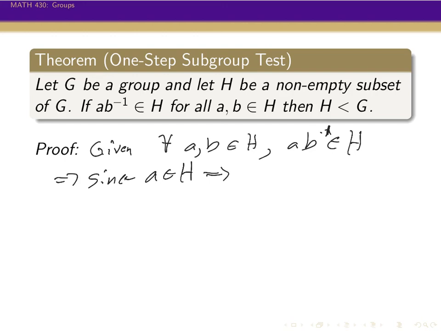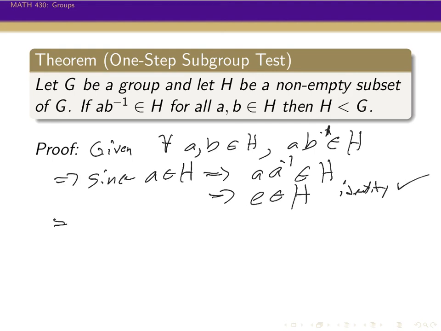Then by the above property, that means that A times A inverse is in H, and A times A inverse is the identity. So we have the identity. And then once we have the identity, going back to this rule again, I can use it as E, the identity, times the inverse of A is in H. And so the identity times the inverse of A means that A inverse is in H. And so it has inverses.